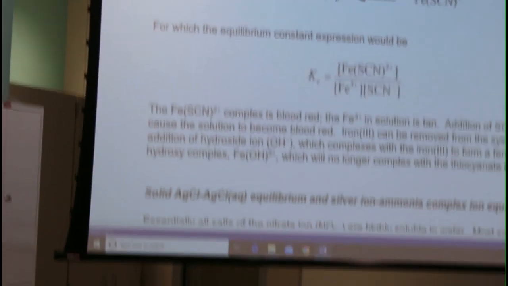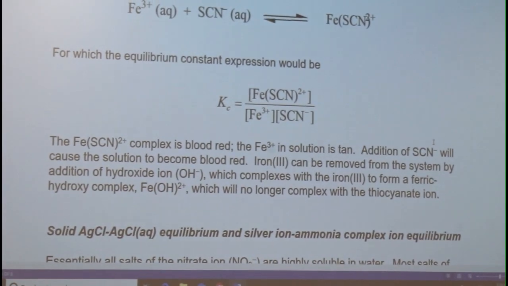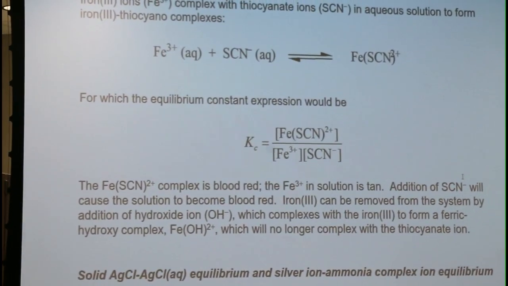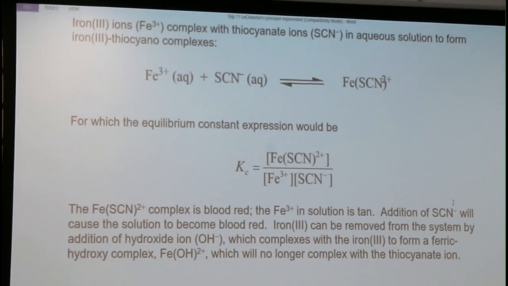Actually, we have iron 3 reacting with thiocyanate, that's the SCN negative one. The iron 3 generally has a kind of tan color. And then the iron 3 thiocyanate complex on the product side, that's kind of this cool blood red. So, I just gave it away. So let's take a look at what we're doing.